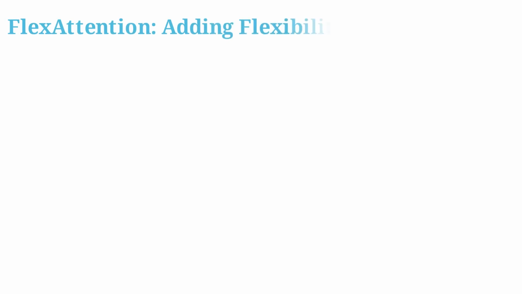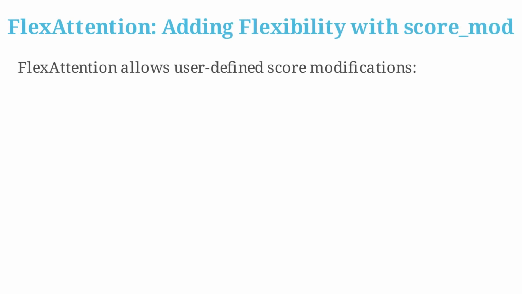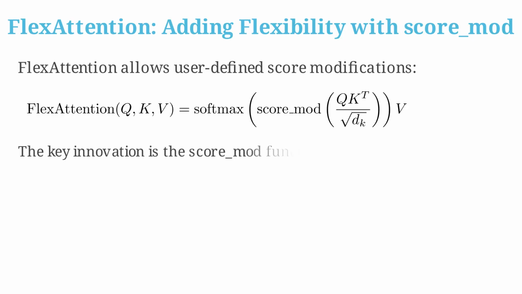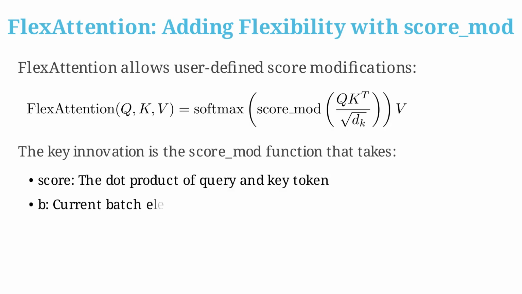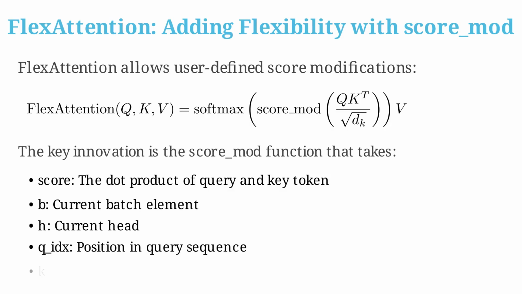Now let's explore FlexAttention and how it adds flexibility through the score_mod function. The key innovation is that FlexAttention allows you to modify attention scores with a user-defined function. The equation becomes FlexAttention of Q, K, V equals softmax of score_mod applied to QK transpose divided by square root of d_k, all multiplied by V. The score_mod function receives the score, which is the dot product of a query and key token, the batch index b, head index h, query position q_idx, and key value position kv_idx.